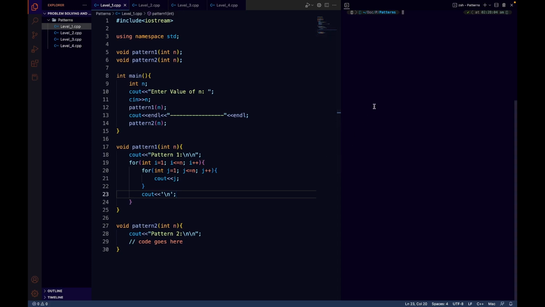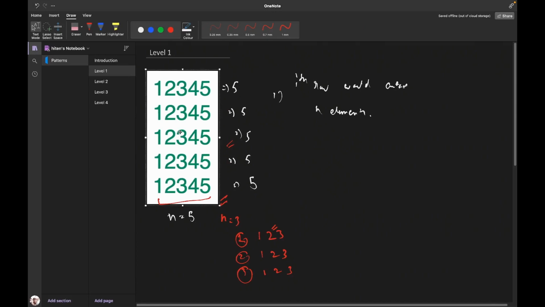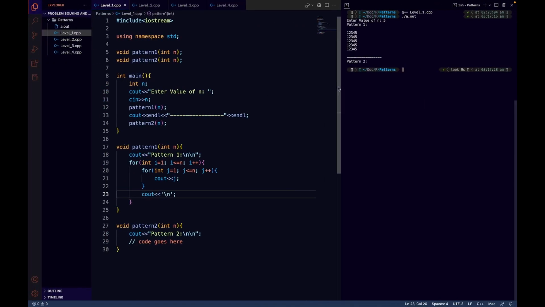Okay, so let me run it quickly. Let me input 5 as the number of rows of the pattern. By giving 5 as the number of rows, I am getting the same output, the same pattern as we discussed earlier. If I take 10 as the number of rows, I would get the pattern for that also. So hope you got this logic, right?